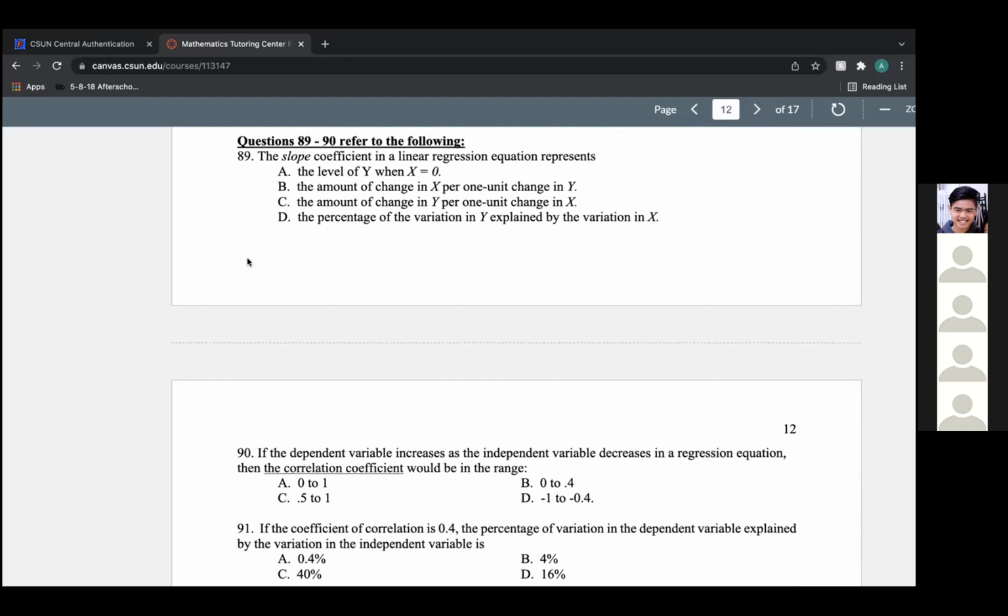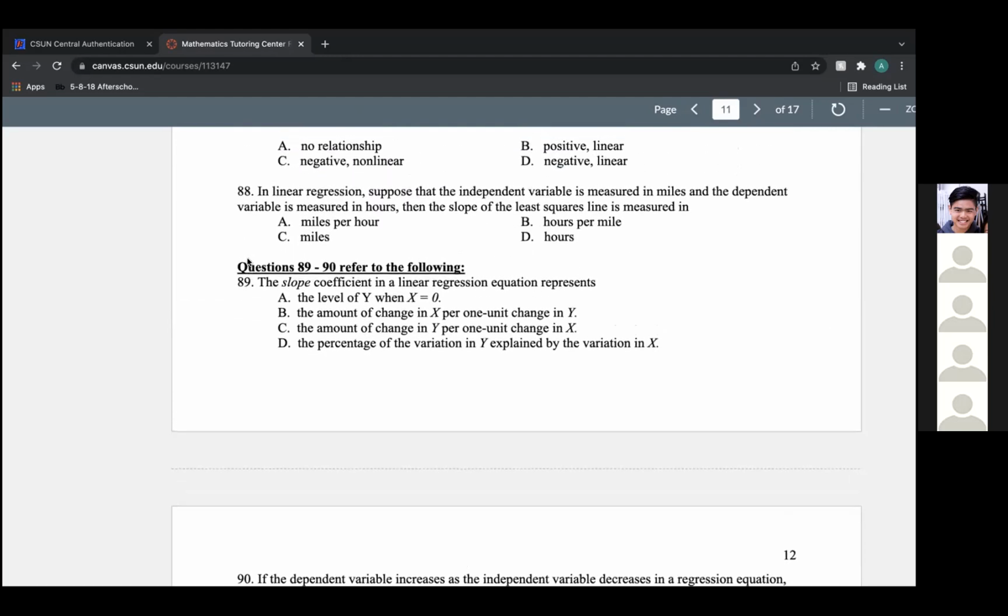If they put D, that is incorrect. The answer, well, go back for a second. Maybe I misread it. B, the hours per mile. Oh, yeah. It's hours per mile because the dependent is hours, so Y is hours, and X, the independent, is miles. And slope is Y over X, hours per mile. We think miles per hour. It's certainly more natural, but it's hours per mile.